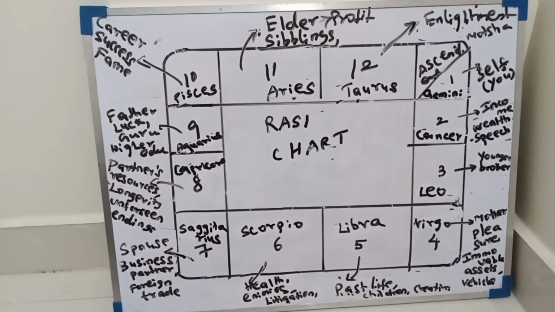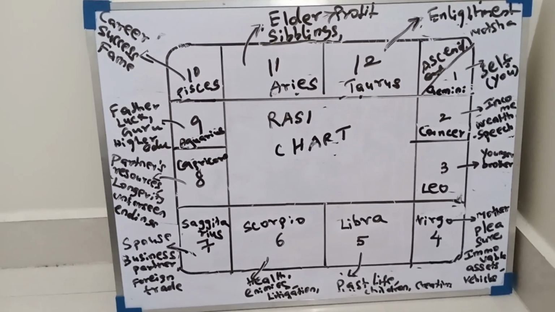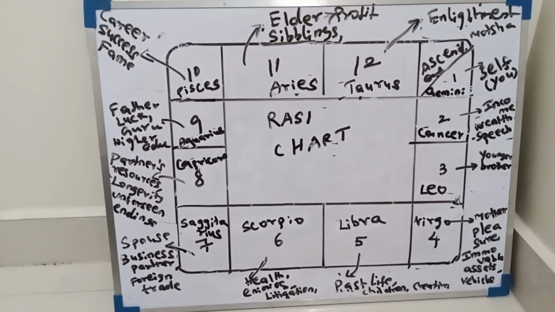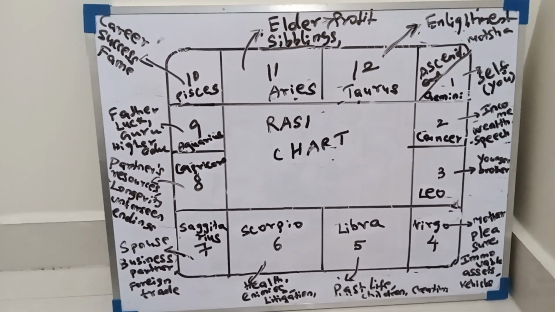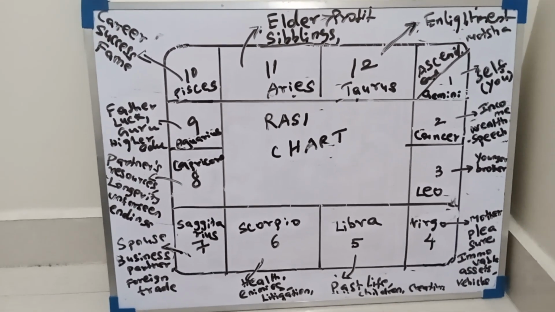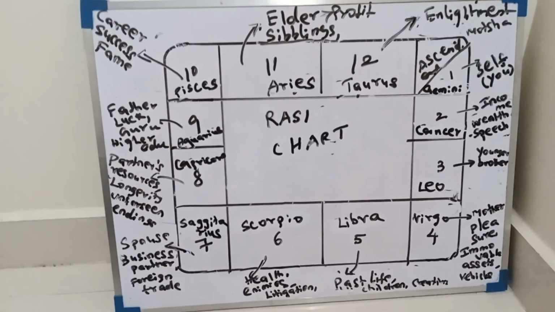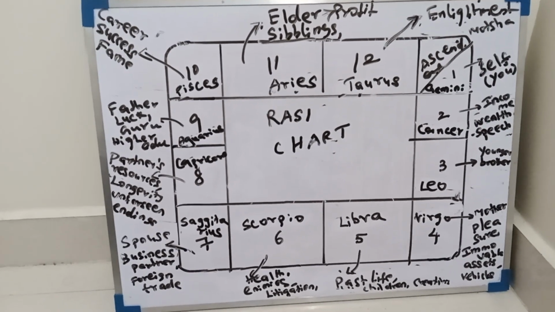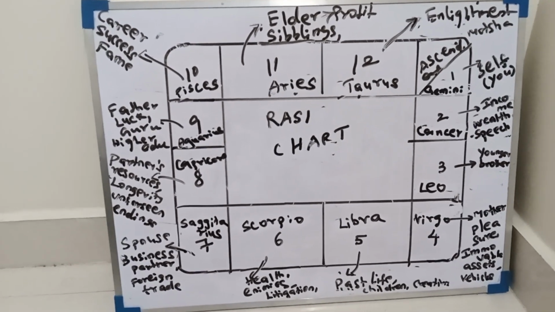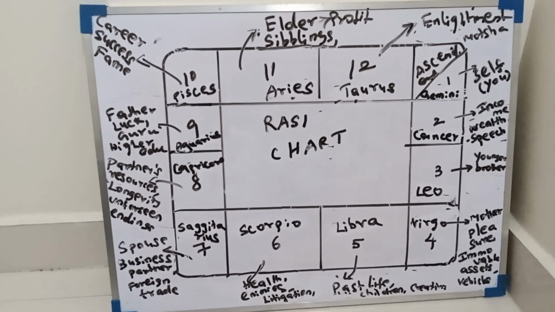Here you see the Rasi chart and Navamsa chart. In any horoscope that you generate or you write, you will have these two types of charts. The first chart here that I've shown is the Rasi chart, and there will be one more chart, another square similar to that. That is the Navamsa chart.